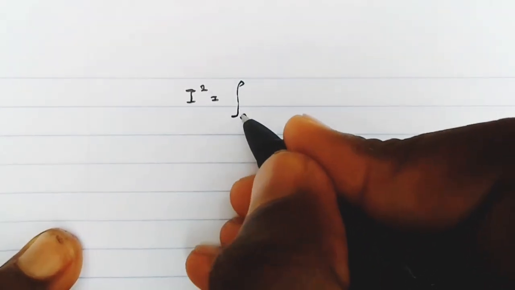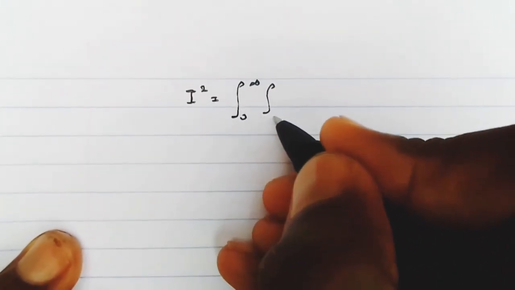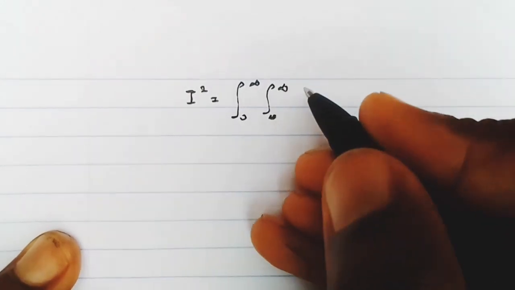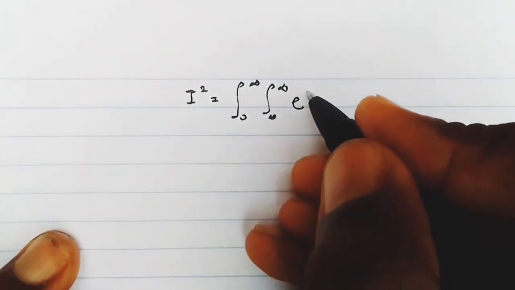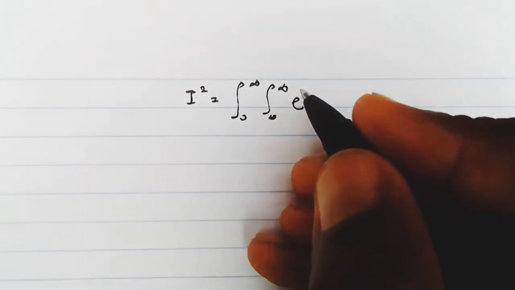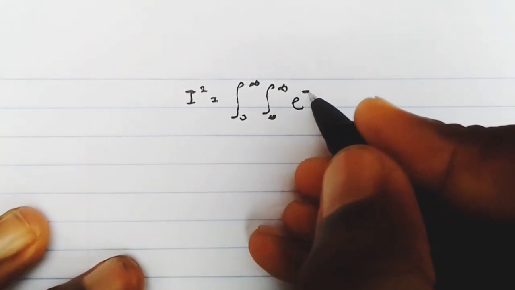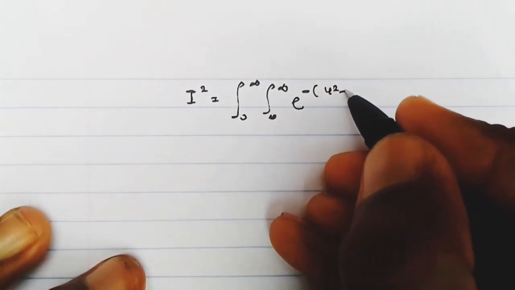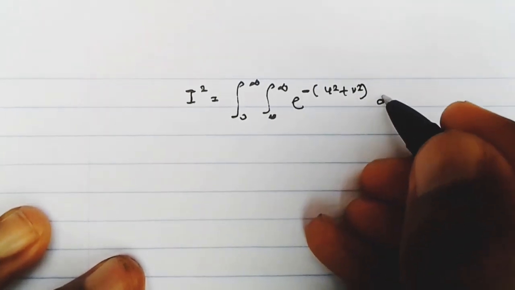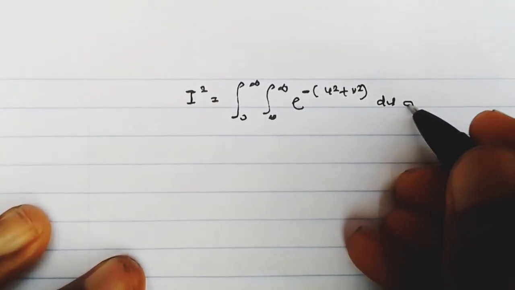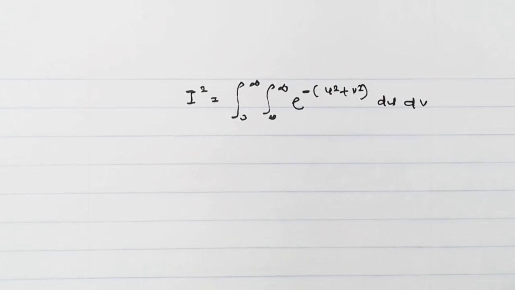So I square is equal to the integral from 0 to infinity, from 0 to infinity, of exponential, and when I simplify, taking the minus to the back, we have u square plus v square, du dv. Is that understood? So this is what I have.